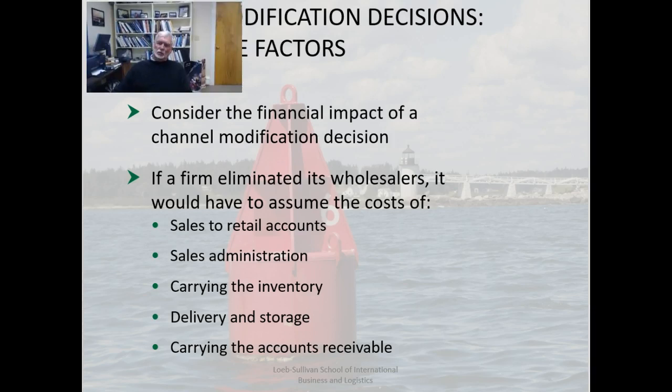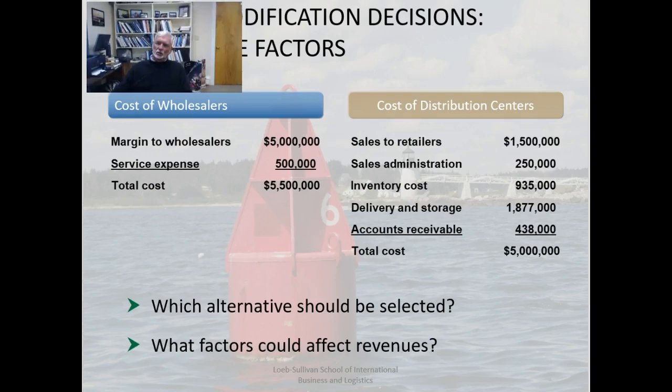So this is just a simple chart. It's way more complicated than this in reality, but let's look at a simple chart. I have wholesalers, and right now when I sell goods to the wholesalers, I sell that at a lower price than they resell to retailers, and I give up margin to my wholesalers that's the equivalent of $5 million. And I still have to service the wholesalers, and that costs me $500,000. So the total cost of going through wholesalers is $5.5 million.